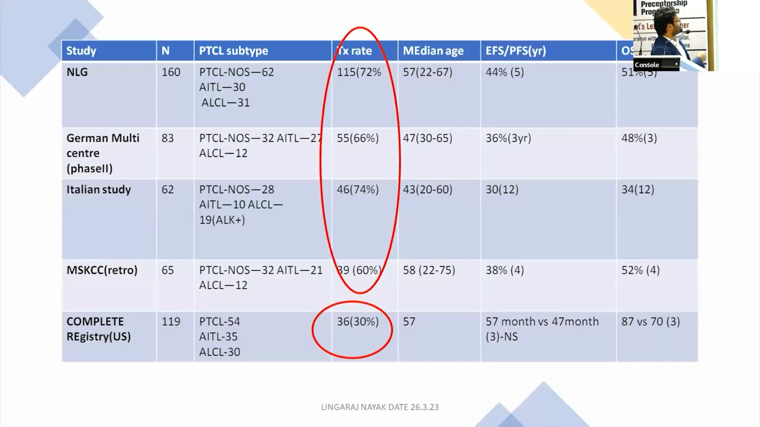So this is the table showing everything, okay? This is the NLG data. This is the largest data, 160 patients. And you can see the breakup here. And you see the rate of transplant 70, 60, 74. The only data that is from the prospective US registry shows only a 30% rate of transplant. And that is actually the truth if you see the real world. Okay, so 4-year EFS is 34 to 35 to 40%. The data from German, Italian, MSKCC, you will see similar outcome data from the various results.